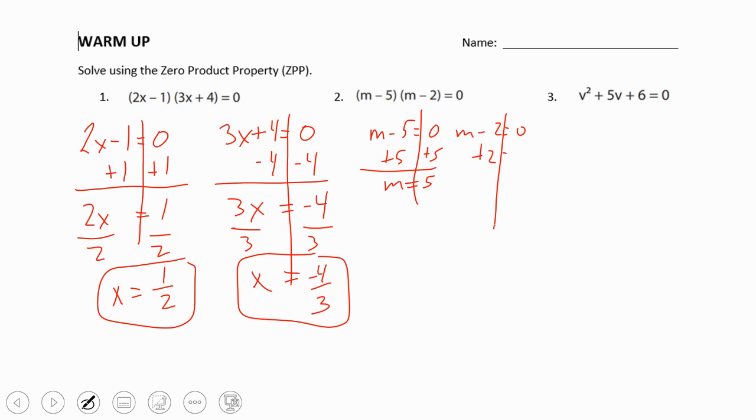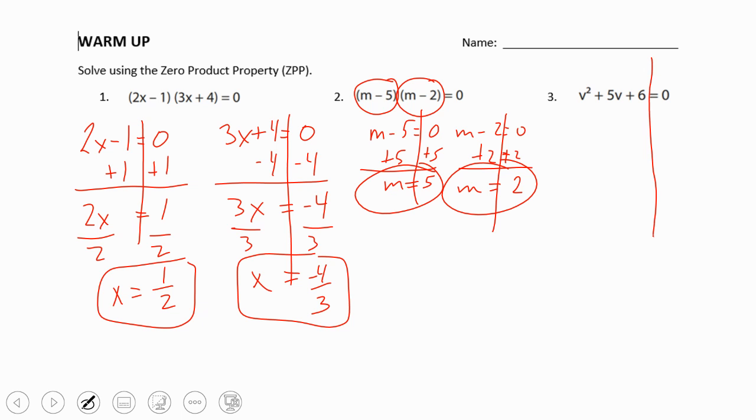Again, it's already factored. And so if you're catching on to the pattern, you notice that whatever makes this equal to 0. So 5 minus 5 is 0. That's why 5 is a solution. 2 minus 2 is 0. That's why 2 is a solution.